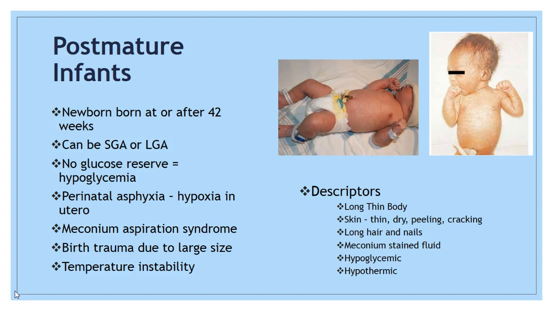They also may be at a greater risk for perinatal asphyxia or hypoxia in utero because of the viability of the placenta not being appropriate at that age, that gestational age. These guys, if they experience hypoxia in utero, will tend to release meconium.